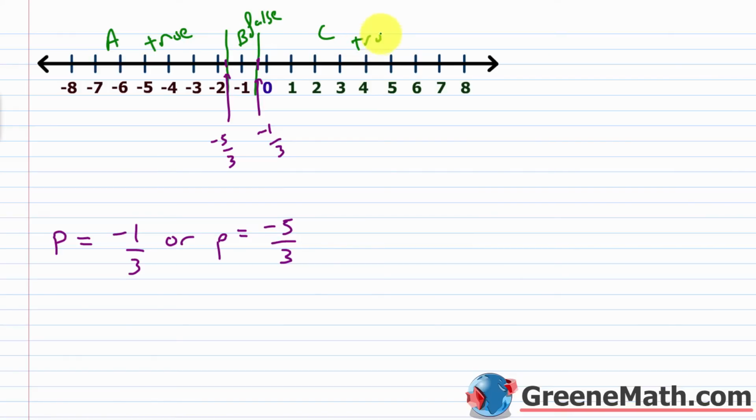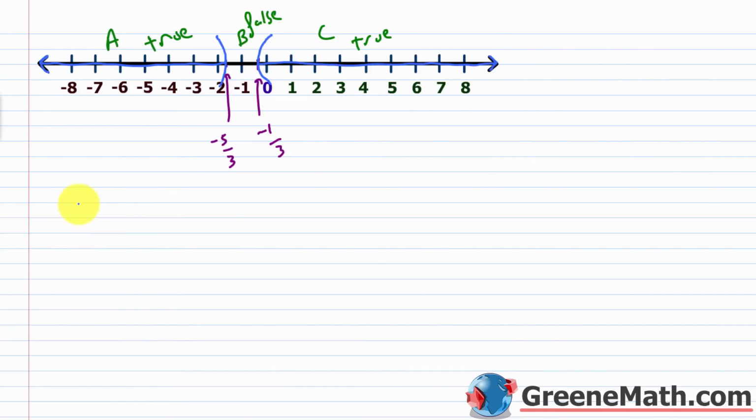So this would be true. I have a strict inequality. So negative 5/3 and negative 1/3 will not be included. Anything to the left of negative 5/3 would work as a solution, so let me graph that with a parenthesis and shade everything to the left. Then anything to the right of negative 1/3 would work as a solution. So again, let me put a parenthesis and shade everything to the right.